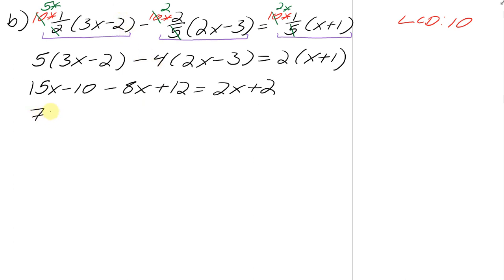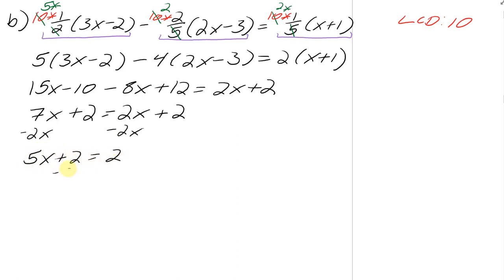So this is going to give me 7x plus 2 equals 2x plus 2. So now I'll subtract off the 2x and I'm left with 5x plus 2 equals 2. And then I'll subtract off the 2, so I get 5x equals 0. And it's totally fine to have a 0 on top, so I get x will equal 0, and that's my solution to this one.